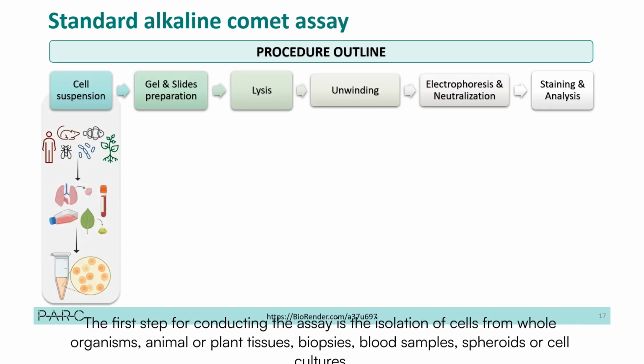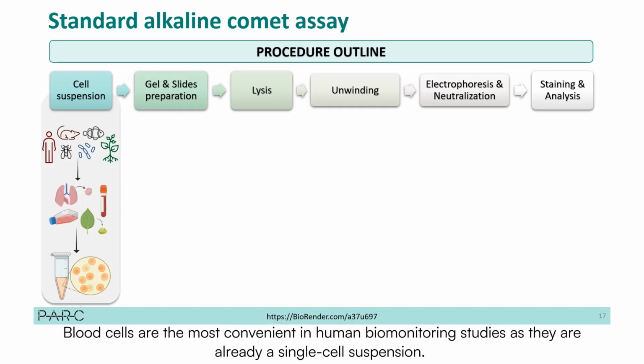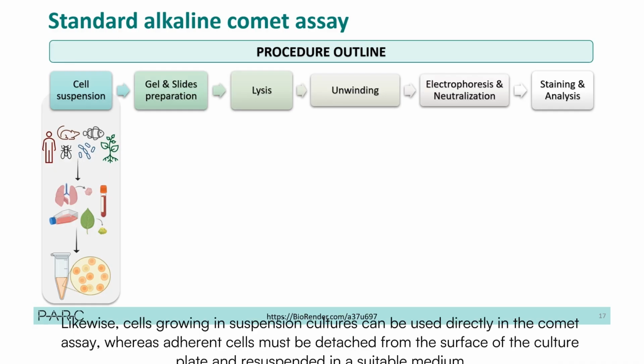The first step for conducting the assay is the isolation of cells from whole organisms, animal or plant tissues, biopsies, blood samples, spheroids, or cell cultures. Blood cells are the most convenient in human biomonitoring studies, as they are already a single-cell suspension.